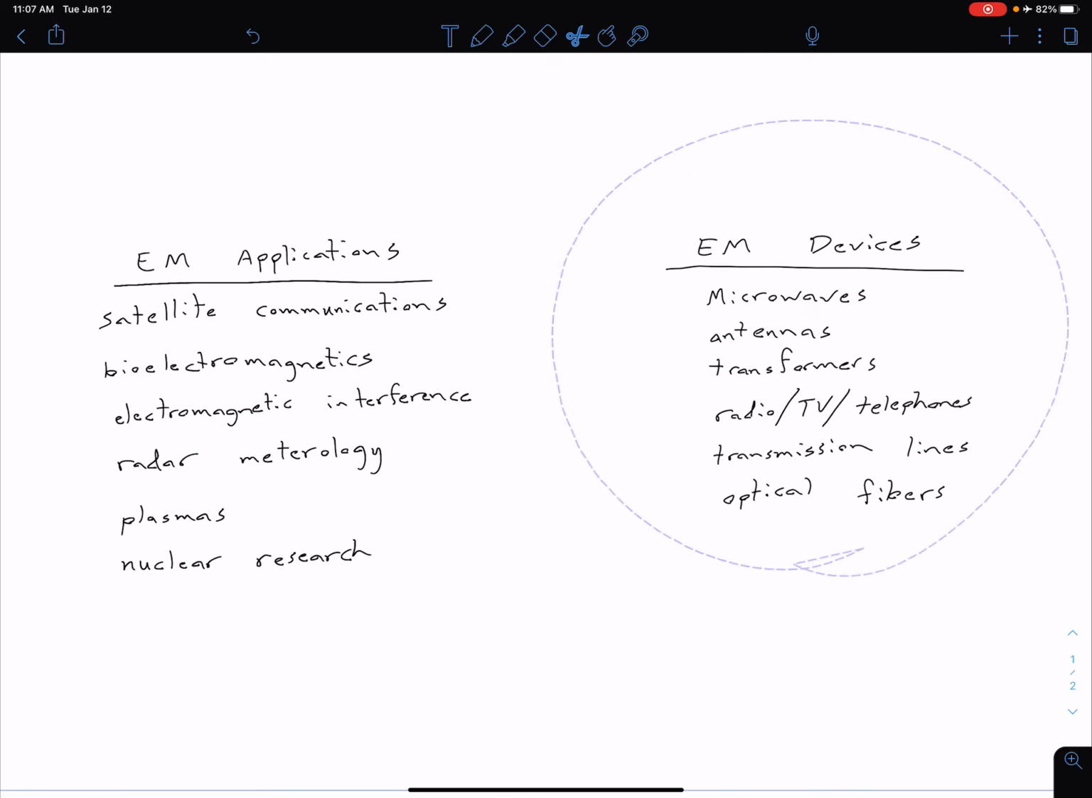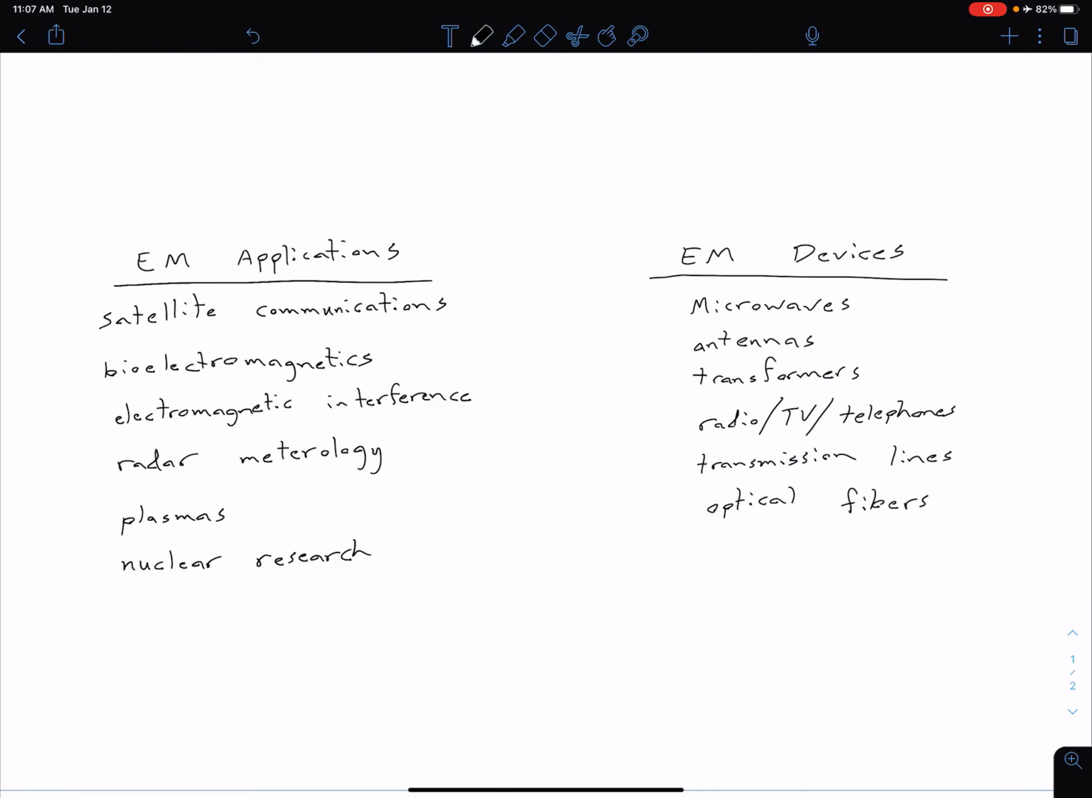Some common EM devices, which hopefully you should at least be familiar with in one way or another, are microwaves. So of course we're using microwave radiation to heat our food. Antennas, so these could be large antennas transmitting things in space, or even small antennas like those on your phone. Transformers, radio, TV, telephones, anything that's sending a signal over free space, transmission lines, and optical fibers.